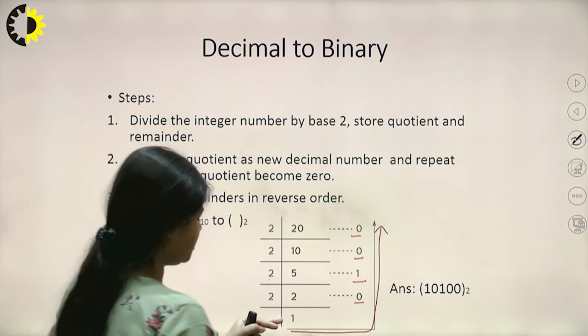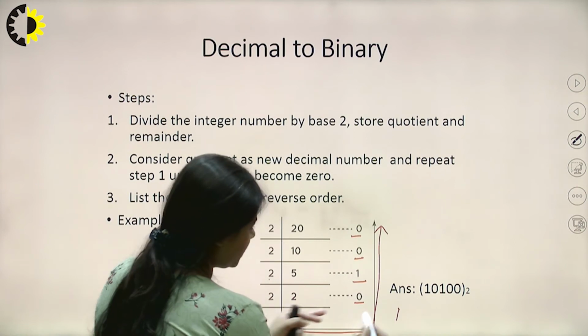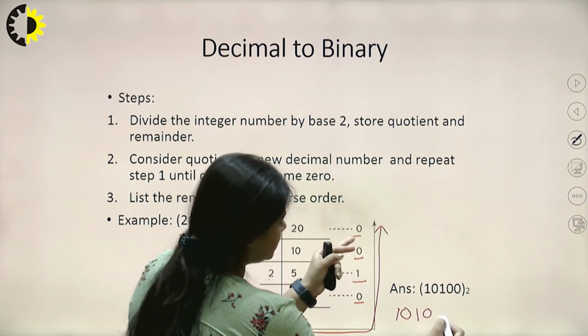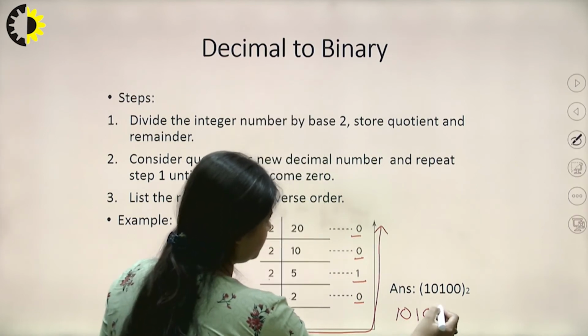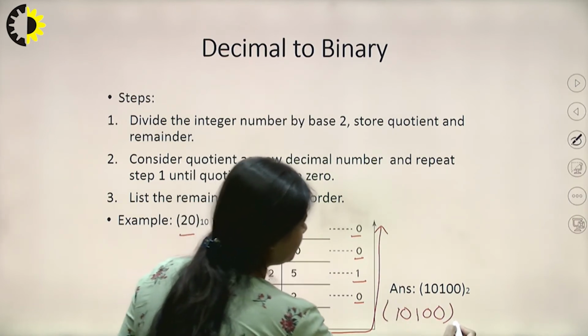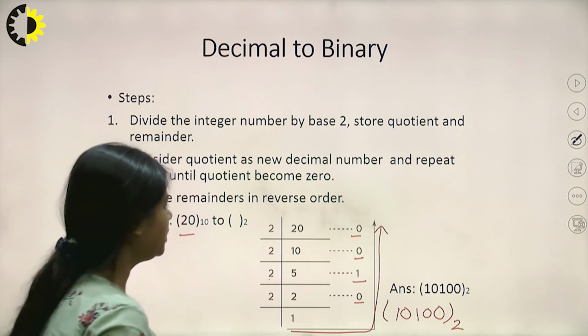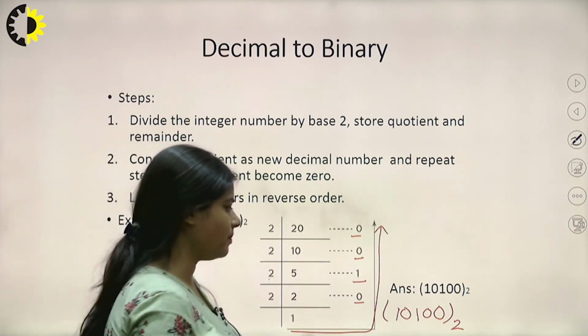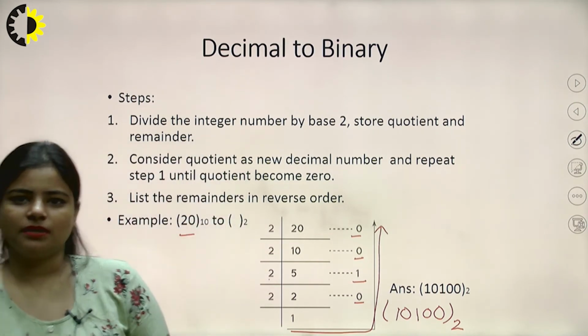We will write in this sequence: first is 1, then 0, then 1, then 0, and then 0, and this is our binary format. So here we have converted 20 in decimal into the binary format.